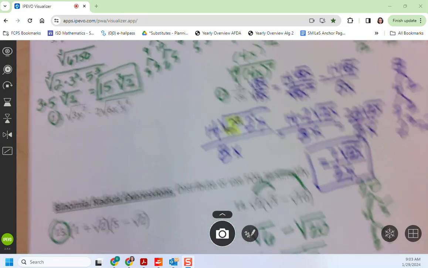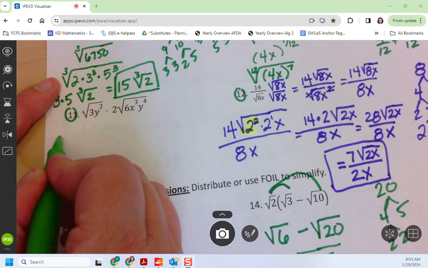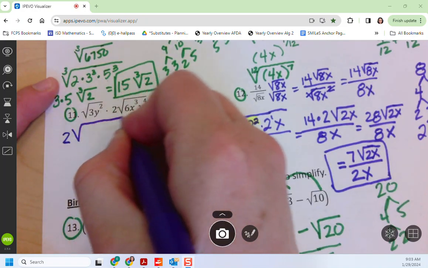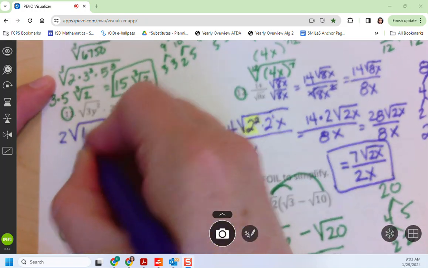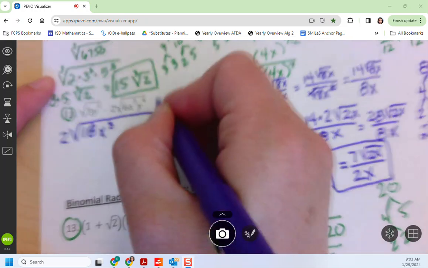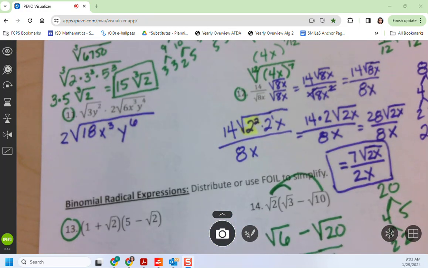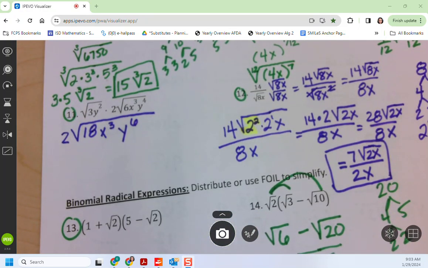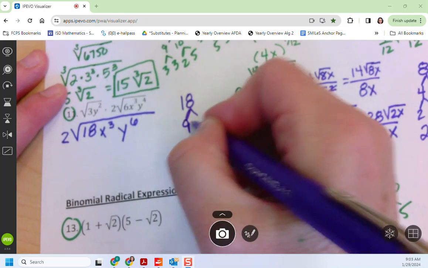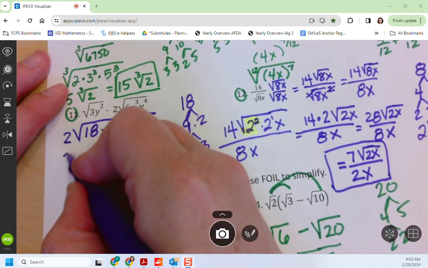All right, we're doing 11. 11, you're going to multiply the outside times the outside, but there's only one number on the outside, so let's write that number down, 2. 3 times 6 is 18. This is the only x, so leave it x to the 3. And when we multiply the y's, we add exponents. For the 18, I'm going to make a factor tree. So it's 3 squared times 2.